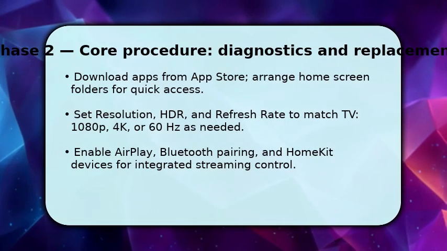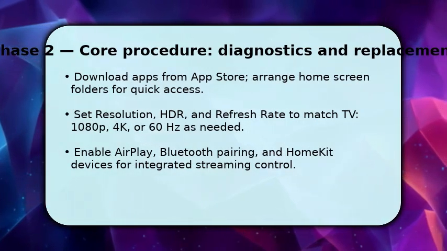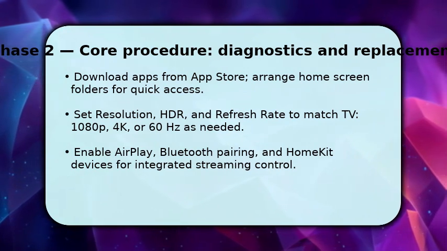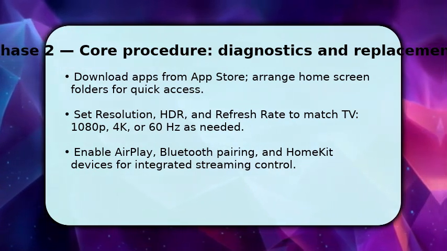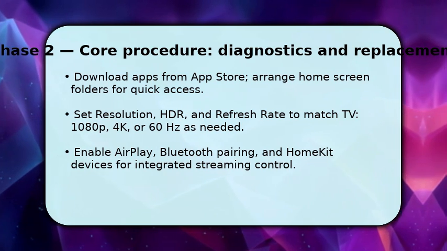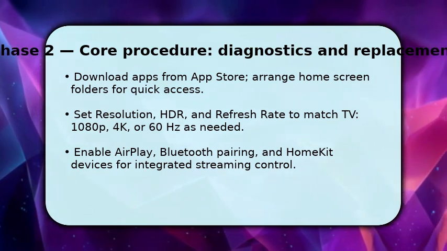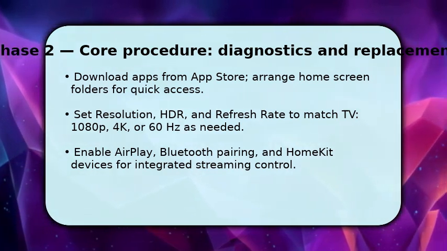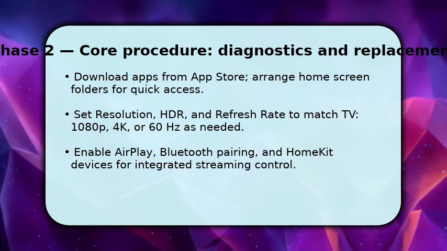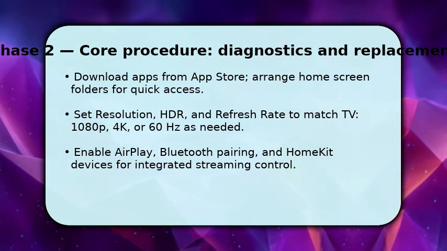You now install the apps you need. Streaming services, utilities, and games, organize them into folders so navigation is fast. Adjust display and audio settings to match your TV, choose 1080p or 4K, toggle HDR, and set the refresh rate to 60Hz or the best compatible option.